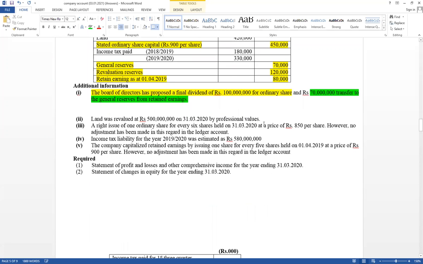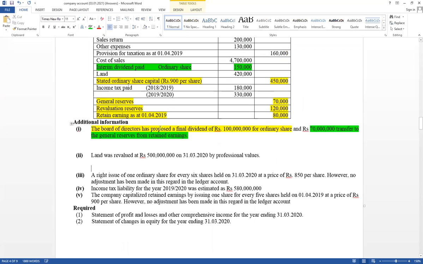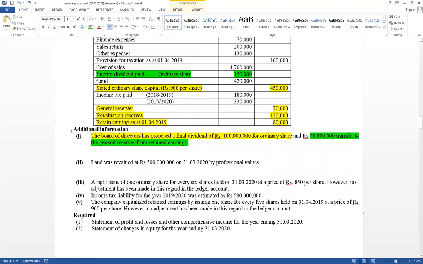Additional information, second one, think about what is relevant for revaluation. You have to calculate revaluation profit and loss. Land is available in the trial balance. It has given land value equal 420,000. That is the cost value of land.